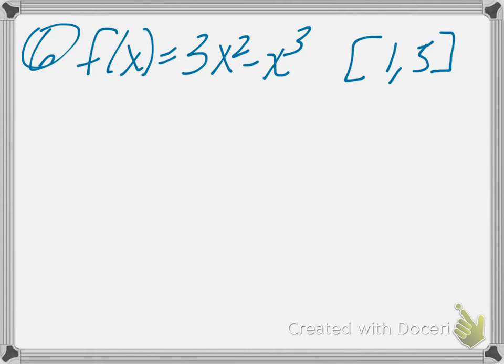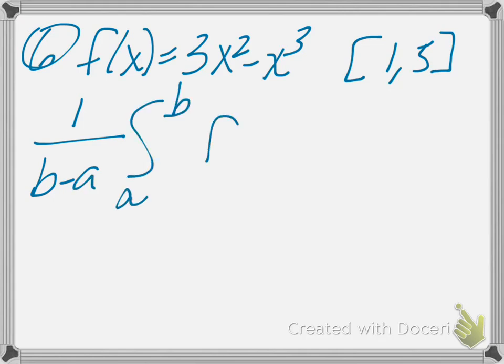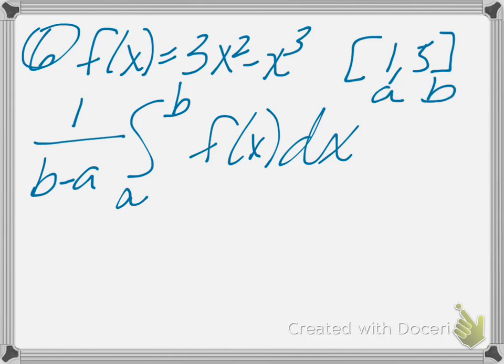average of something, and we talked about this. It's going to be 1 over b minus a, going from a to b of f of x dx. So if this question had just asked for the average of f of x, then you would just use 1 for a and 5 for b, and you would substitute f of x into the integral. But it's asking for the average rate of change.